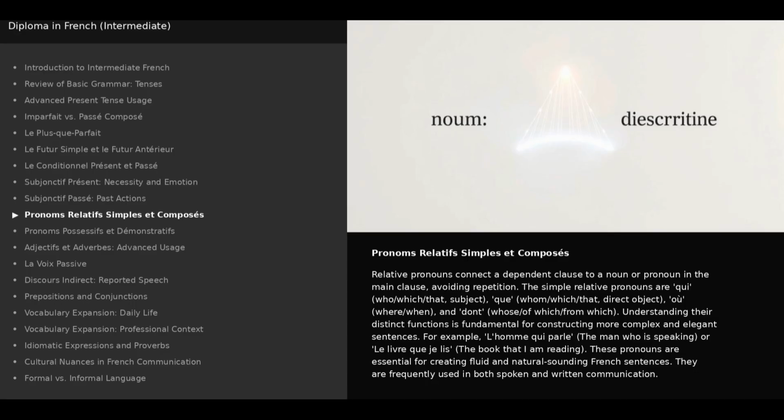Understanding their distinct functions is fundamental for constructing more complex and elegant sentences. For example, l'homme qui parle, the man who is speaking, or le livre que je lis, the book that I'm reading. These pronouns are essential for creating fluid and natural-sounding French sentences. They are frequently used in both spoken and written communication.